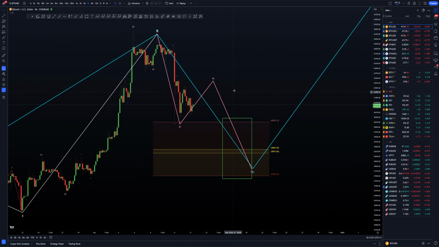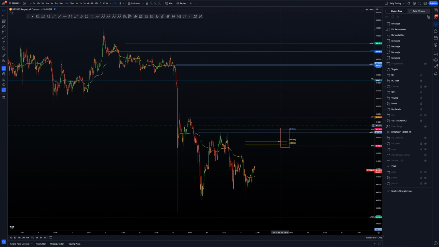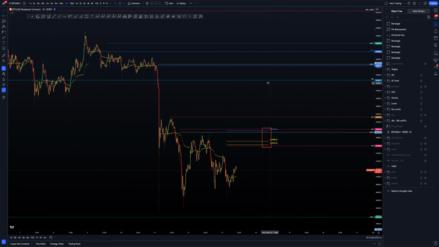So this is the plan right now. B wave, I'm looking for a short, more likely to ride this C wave down, and let's see if we can get something bigger or not. It depends if the B wave is already in or not. We will see. And that's it really. I don't know if you have some questions. Let me know if you have some questions today.